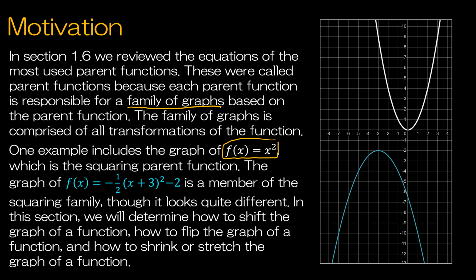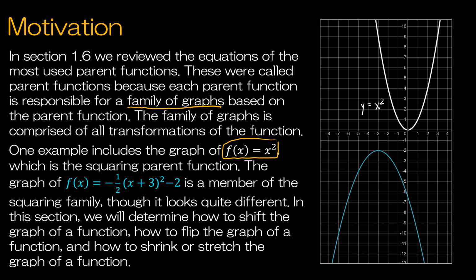Now, as you can see, I have two functions graphed. I have the original parent function, y is equal to x squared, or f of x is equal to x squared. That's the one graphed in white. As you can see, I have a sort of teal blue color for the graph of f of x is equal to negative 1/2 x plus 3 quantity squared minus 2. Now, this actually is in the family of the parent function of f of x is equal to x squared.